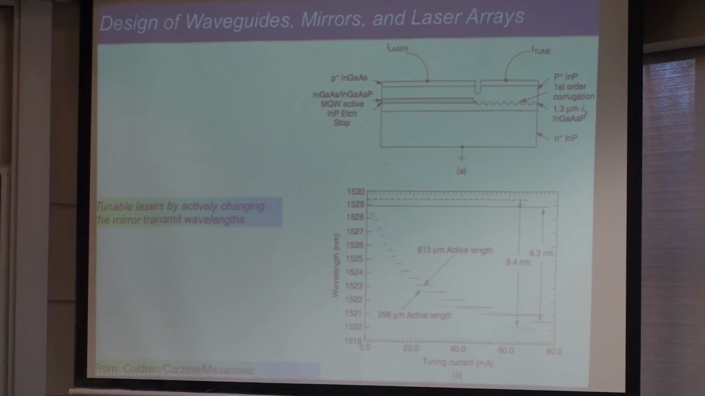This is extremely useful for what's called wavelength division multiplexing, or WDM, where, for example, I can have 15 channels of information transfer, and each is at a different wavelength. You can do that now by tuning the mirror wavelength.